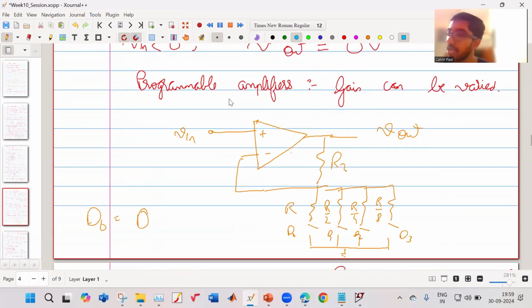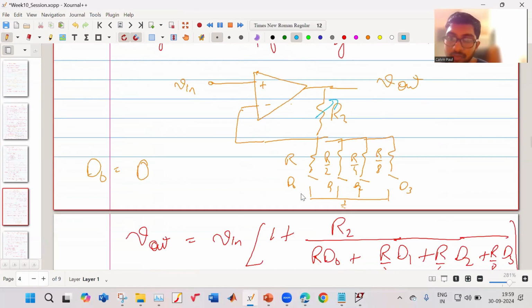Then programmable amplifier also is something we can do. If you want the gain to be programmable, we have to vary R2 and R1. Okay, so how do we vary R1? There's some circuit possible.